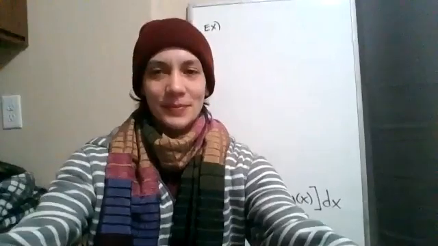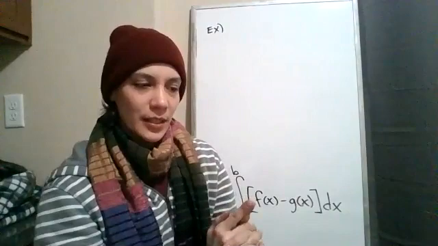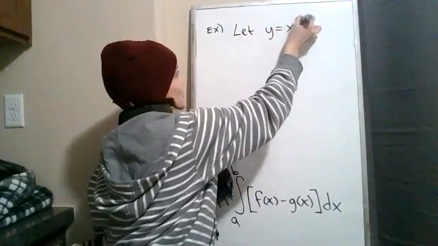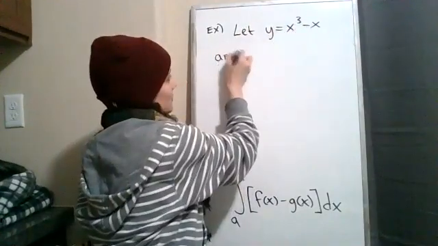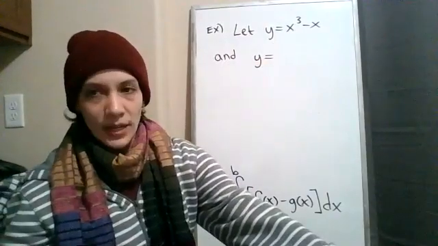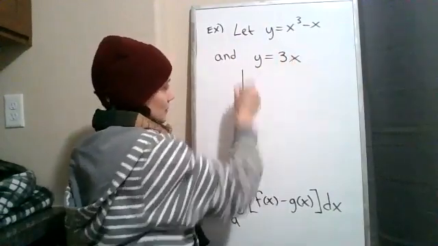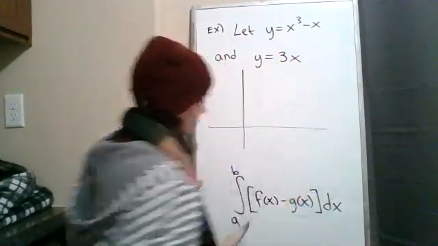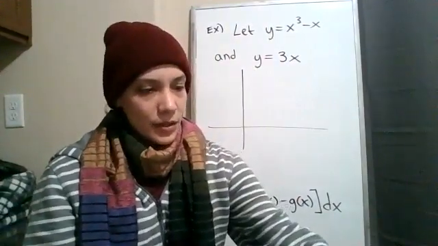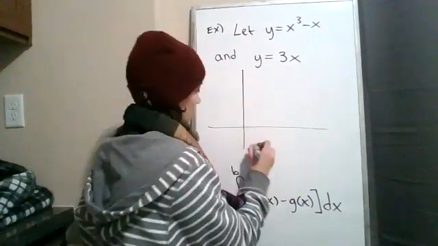Okay, back to this. So you have y equals x cubed minus x. The other function is y equals 3x. Sketch the area between these two curves for x equals -2 and 2. So between -2 and 2.